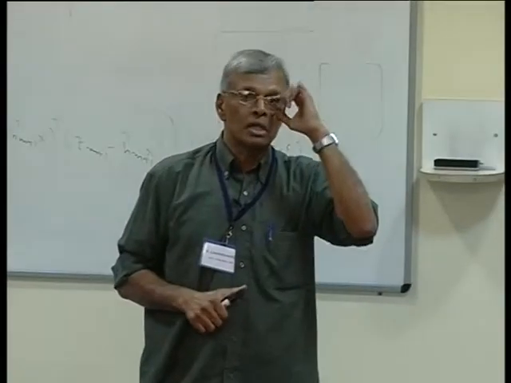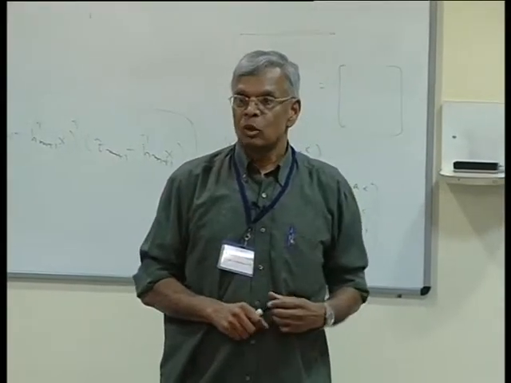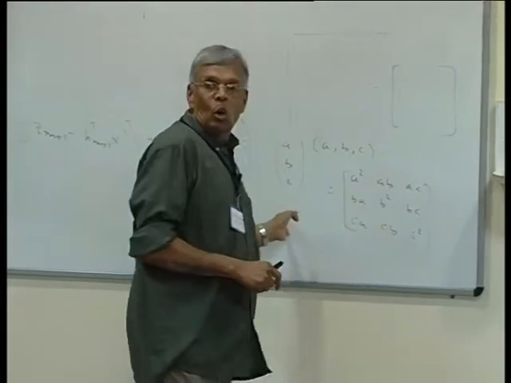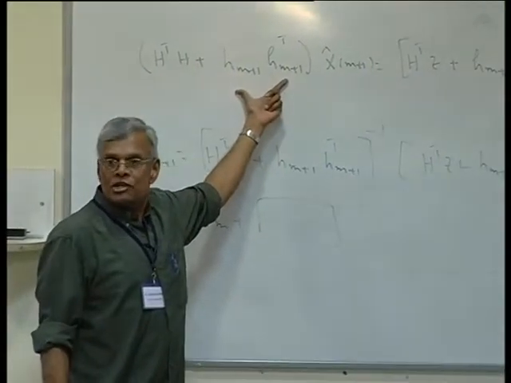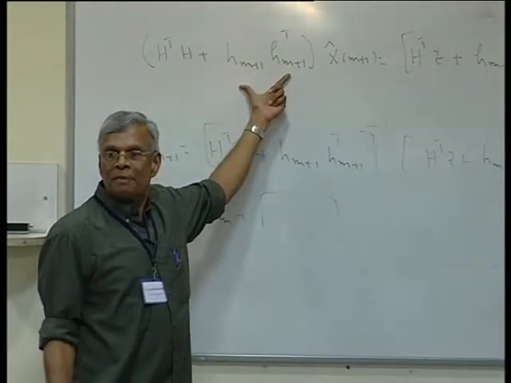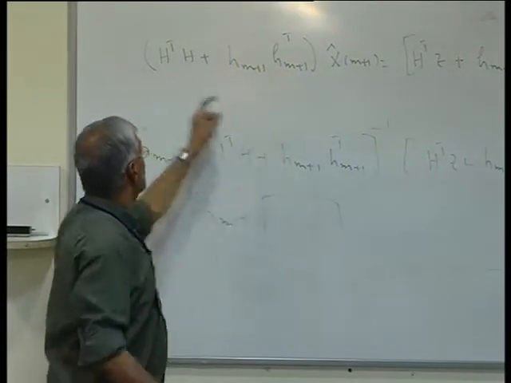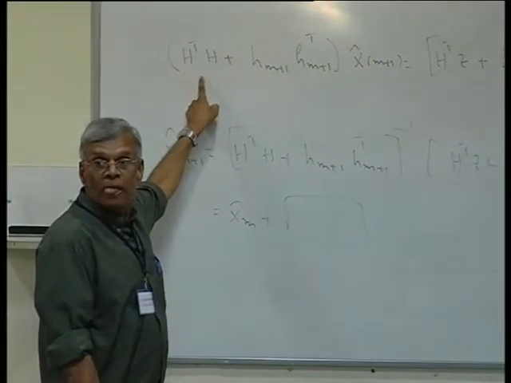An outer product matrix is a rank one matrix. Why? It was generated by one column. So this is called a rank one perturbation. I'm adding a rank one matrix to this.